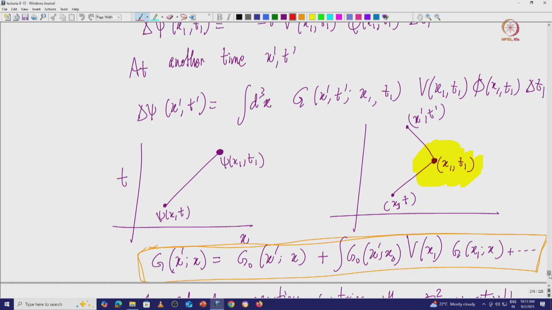the Green's function can be expressed in this particular fashion: G(x, x') is equal to G0(x, x') plus G0 in the presence of an interaction at a point V(x) times G(x, x'), and so on. So essentially at every point you can put an interaction, and that is how your Green's function evolves. Without interaction, the Green's function is much simpler.